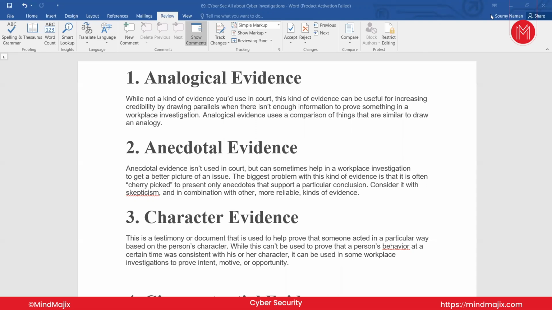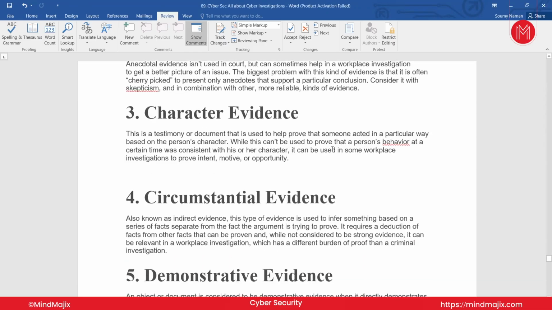Now, talking about character evidence, these are the evidences which are used to testimony or to document. These are used to prove that someone acted in a particular way based on the person's character. While this can't be used to prove that the person's behavior at a certain time was consistent with his or her character, it can be used in workplace investigation to prove intent, motive, or a particular opportunity.